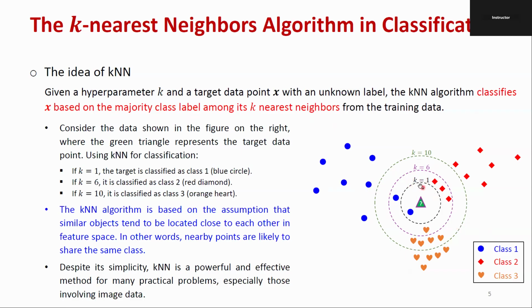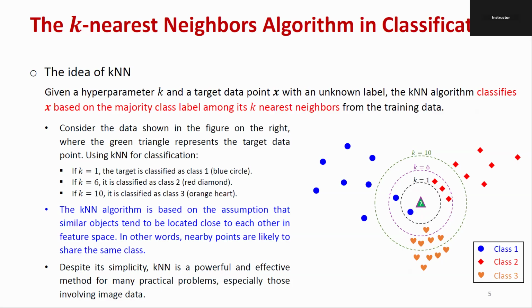Suppose K equals 1. K equals 1 means the one nearest neighbor, just the nearest neighbor. So you look at which one is the nearest among all the training data points of those three classes. Which one is the nearest? Clearly, it's this data point.